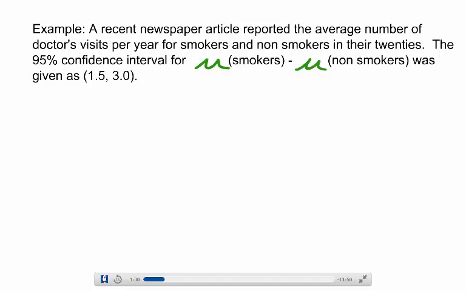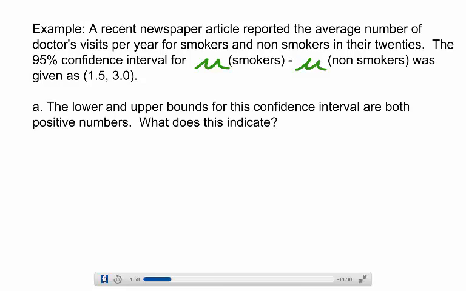Let's explore some of the concepts related to comparing means with an example. A recent newspaper article reported the average number of doctor's visits per year for smokers and non-smokers in their 20s. The 95% confidence interval for the mean for smokers minus the mean for non-smokers was given as lower bound 1.5, upper bound 3.0. The lower and upper bounds for this confidence interval are both positive numbers. What do these values indicate?